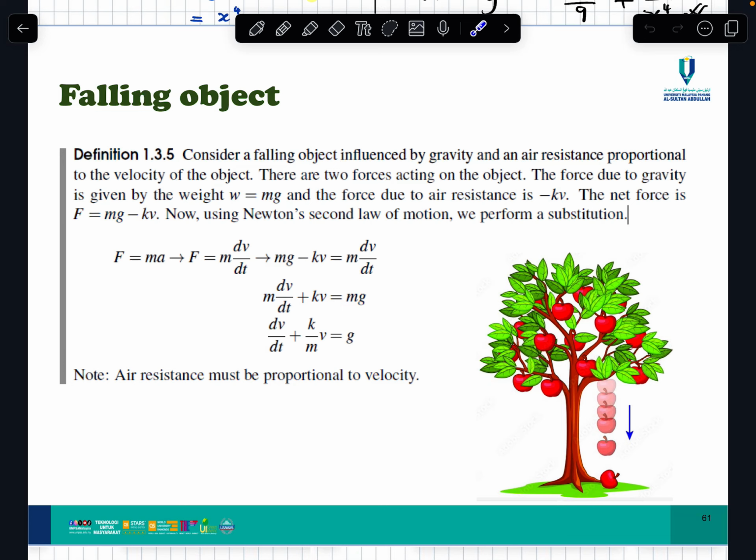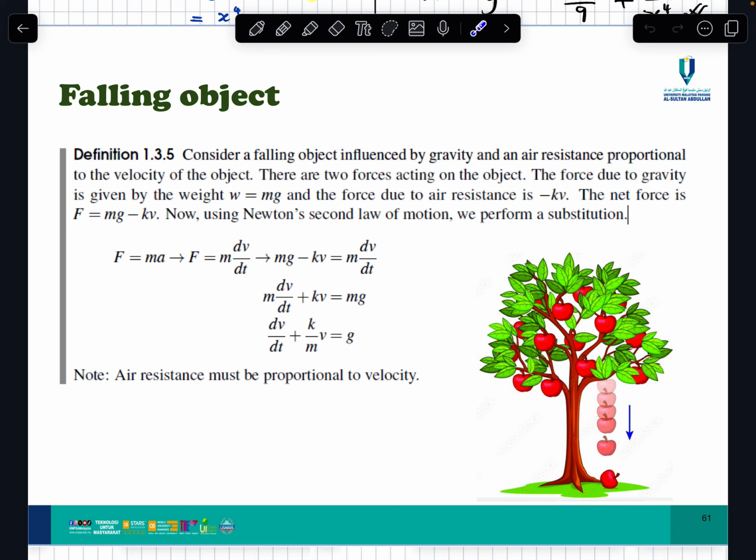Hello everyone. Today let's discuss about falling object. By definition 1.3.5, consider a falling object influenced by gravity and air resistance proportional to the velocity of the object. There are two forces acting on the object. The force due to gravity is given by the weight W equal to mg, and the force due to air resistance is minus kV. The net force is F equal to mg minus kV. Now using Newton's second law of motion, we perform a substitution until we get this.